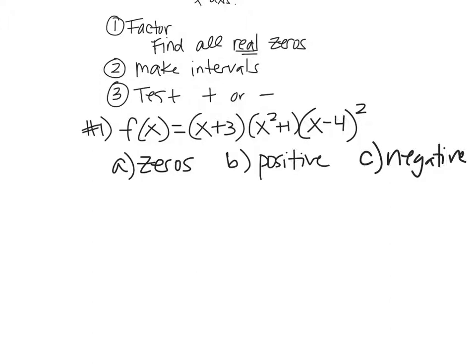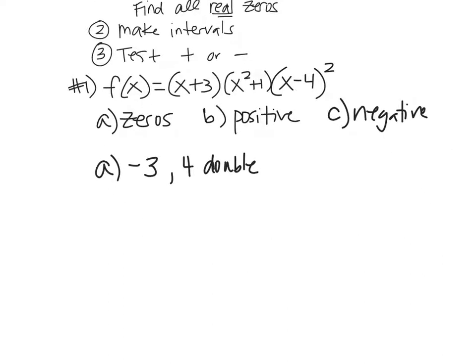So let's look at each of our different factors here. It's already in factored form, which is really nice. And so for part A, the zeros of this polynomial are, let's look at each individual factor. We have negative 3. For x squared plus 1, I don't get any real zeros. We're looking for the real zeros, and I don't get any from that factor. And then I get that 4 is a double zero, or a multiplicity of 2, whatever you want to call it. So I only get 2 real zeros.